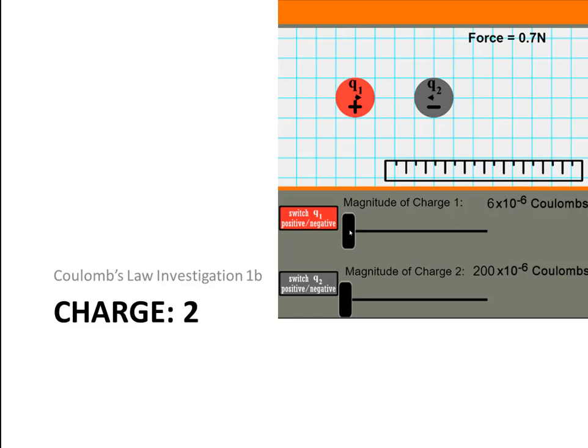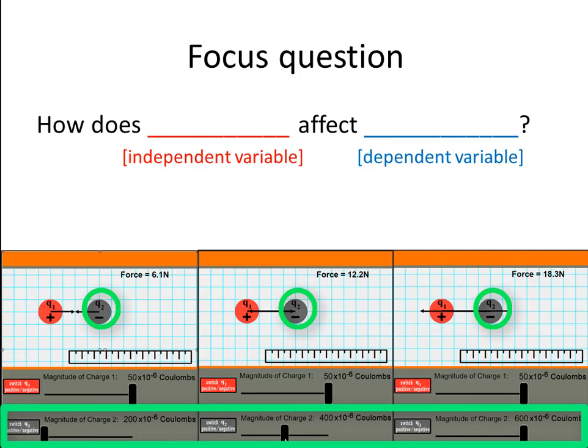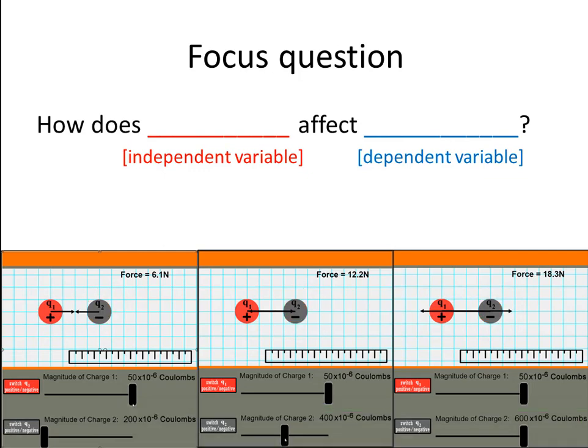So in this investigation, we're going to do something very similar, but this time we're going to keep charge 1 at a constant value of 50 times 10 to the power minus 6 coulombs, and we are going to vary charge 2's value. What do you think that we're going to find? Will we find the same kind of effect as we found before, or will it be different now because it's charge 2 that's being varied?